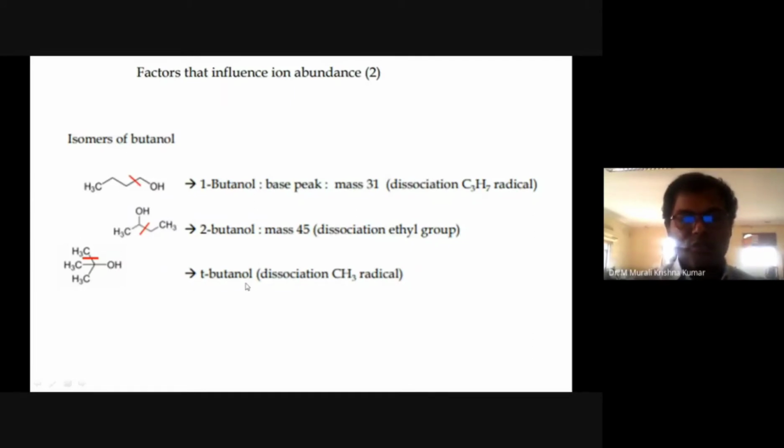And in tertiary butanol, he observed dissociation of CH3 as the free radical, the neutral radical. So here 1 atom is gone. Here how many atoms are there? 1, 2, 3, 4 atoms are there. So in this way, Stevenson's rule supported the fragmentation pattern of many alkanes and haloalkanes, and here even alcohols.